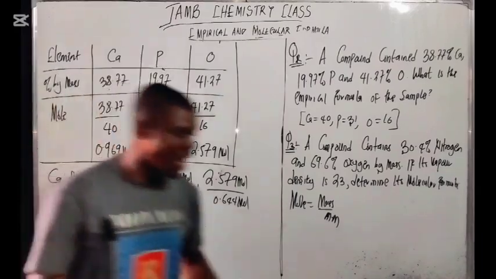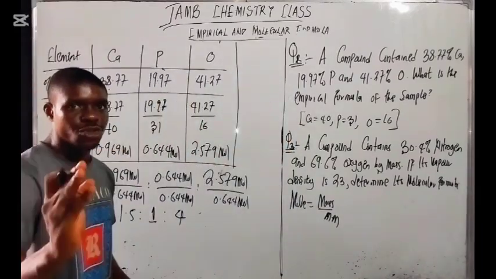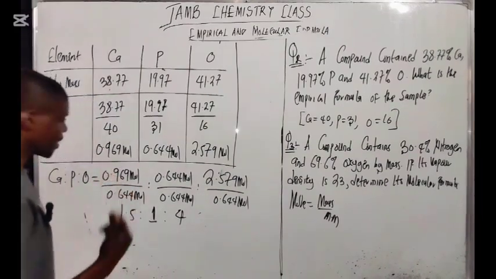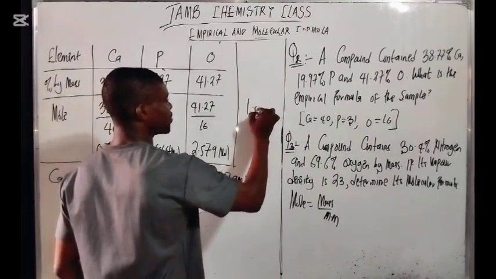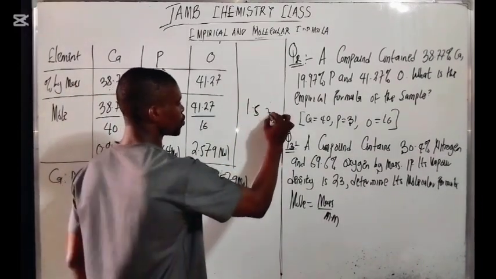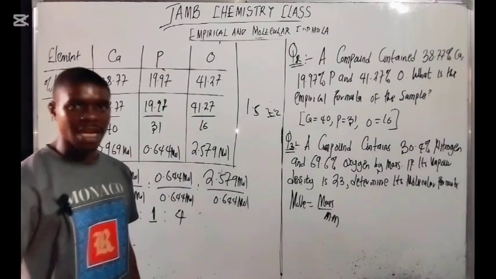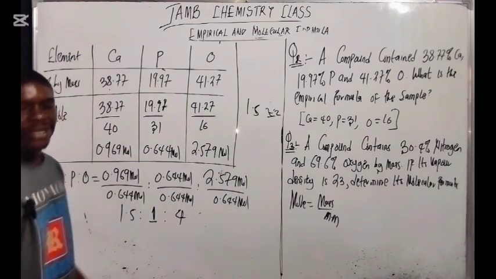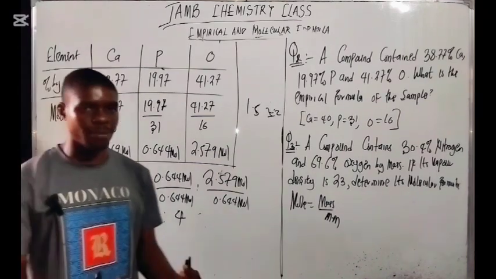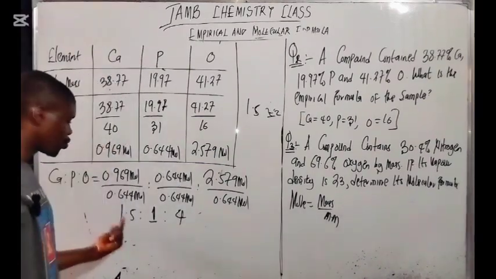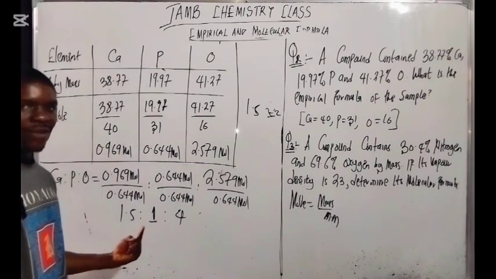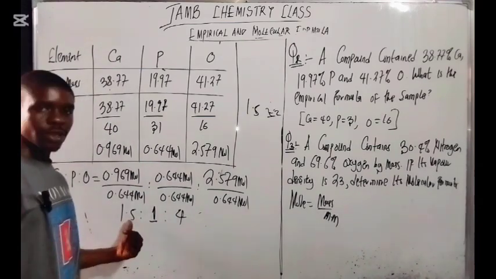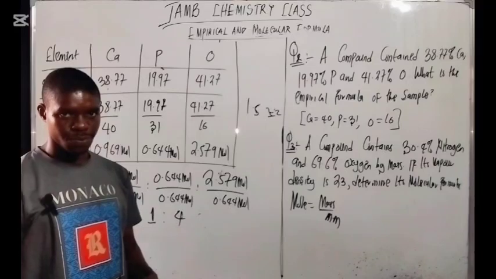Now, this is where a lot of students make a mistake. Please pay close attention here. In mathematics, when you have 1.5, you approximate to 2. The mistake a lot of students make is that they approximate this 1.5 to 2. But when you are solving an empirical formula and you get 1.5 as one of the ratios, you don't approximate to 2. Now you multiply by 2.